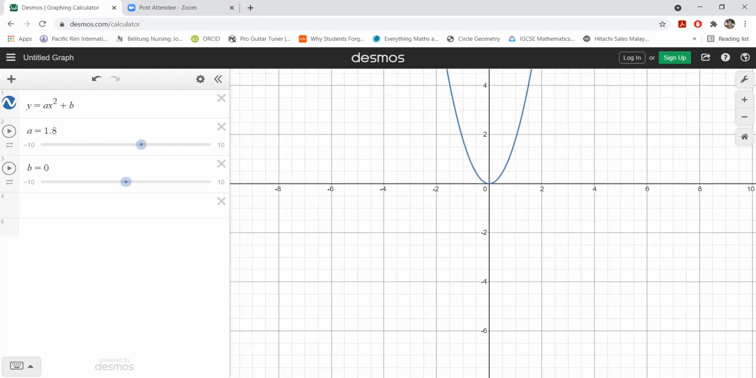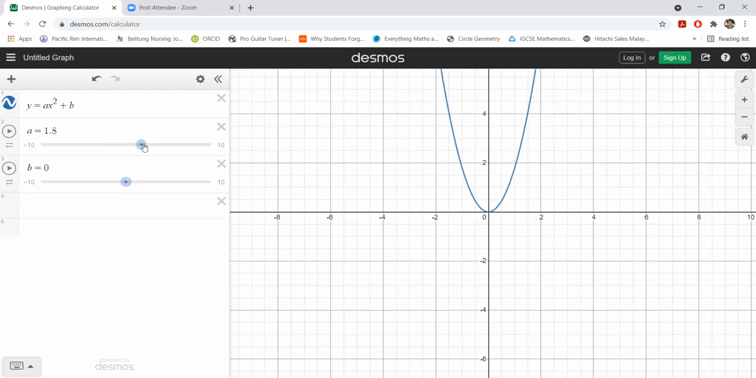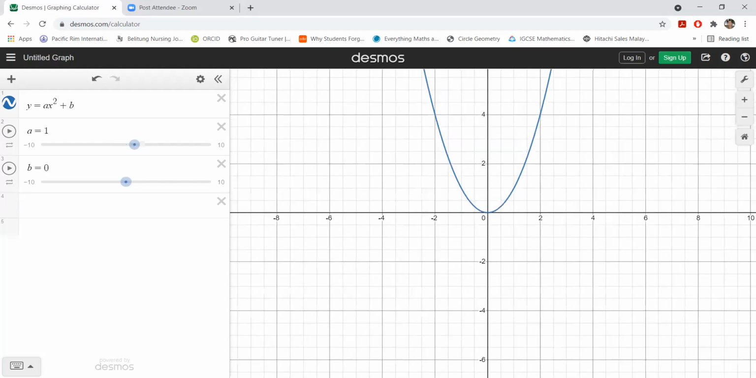And then when your a is positive, it will get narrower in that direction. Okay, we did that yesterday, didn't we? And we spent quite a bit of time on that. Okay, so let's let a equal 1. Let's go back to y equals x squared.